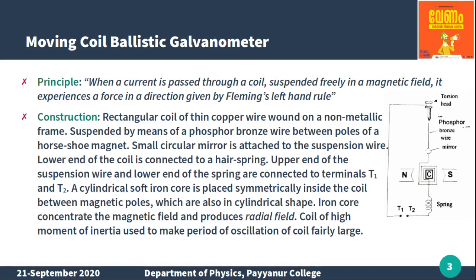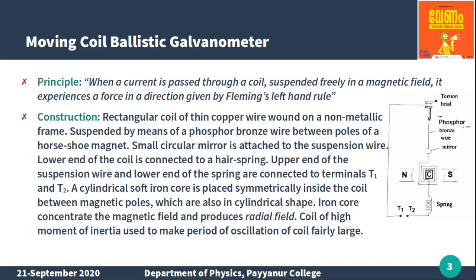So we are removing that box and looking inside. The main part is the rectangular coil, because it decides our working. The rectangular coil is made of thin copper wire. We take a non-metallic frame in a rectangular shape, either ivory or aluminum, so that we can wind the thin copper wire on that rectangular frame and get a rectangular coil.